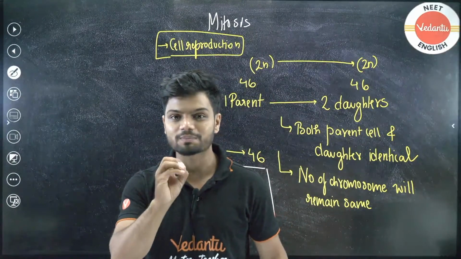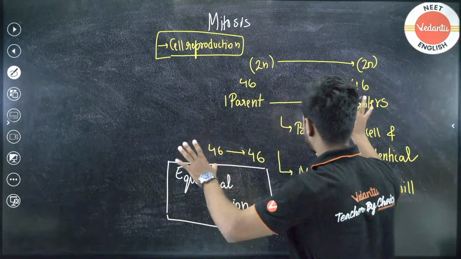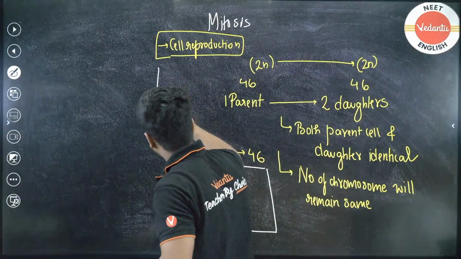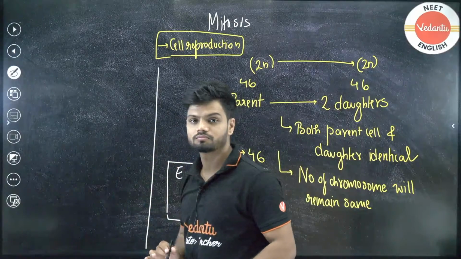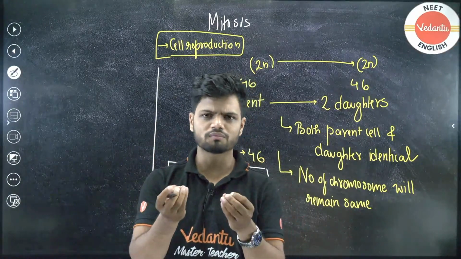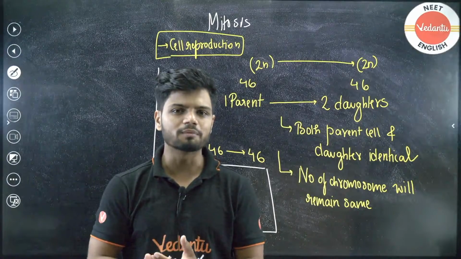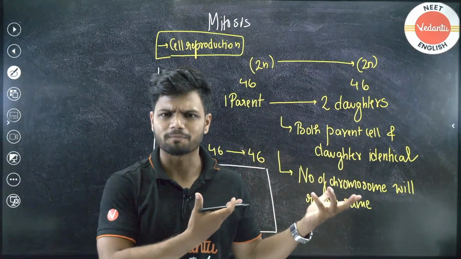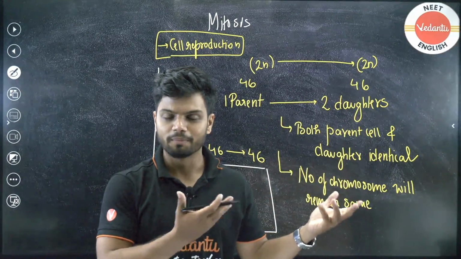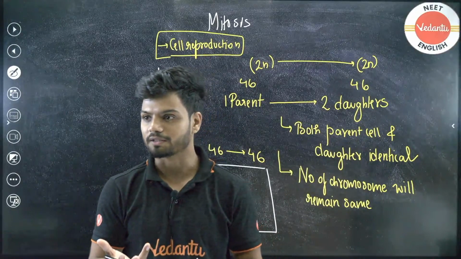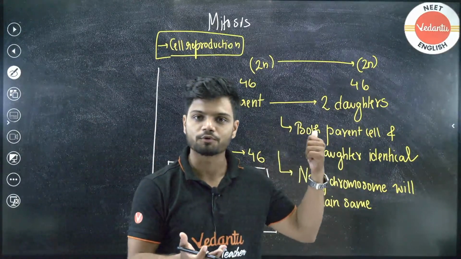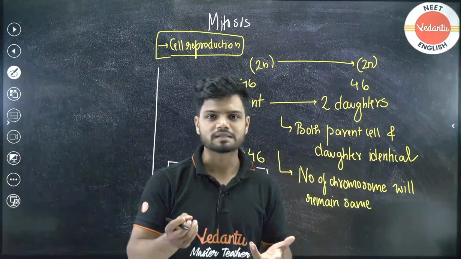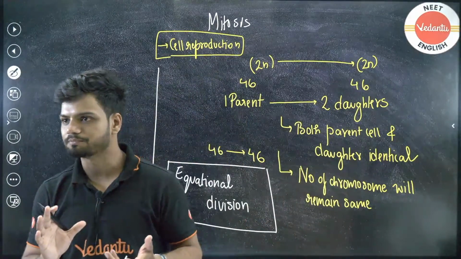Any doubt here? Ask me quickly. I believe there should be no doubt here. Right. Now, this is your mitosis. But where do you find mitosis? Cells are reproducing. But how is it beneficial for us if cells are reproducing? The answer is very simple. Now let's take an example.